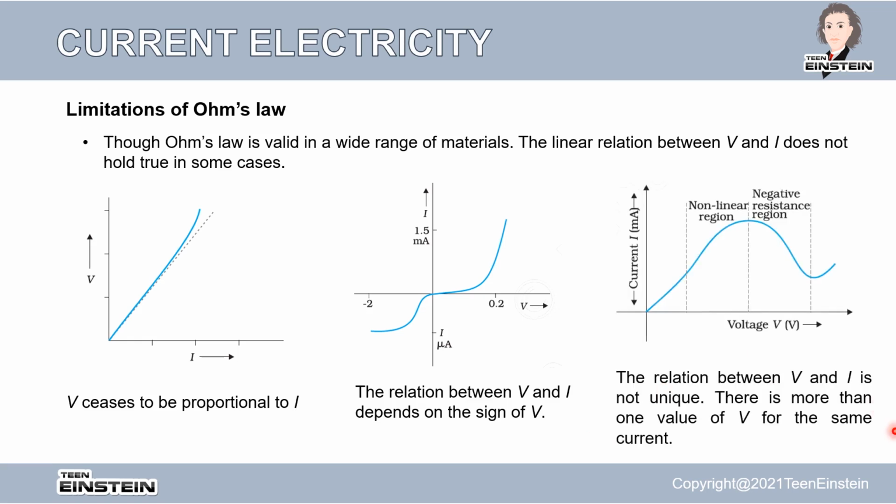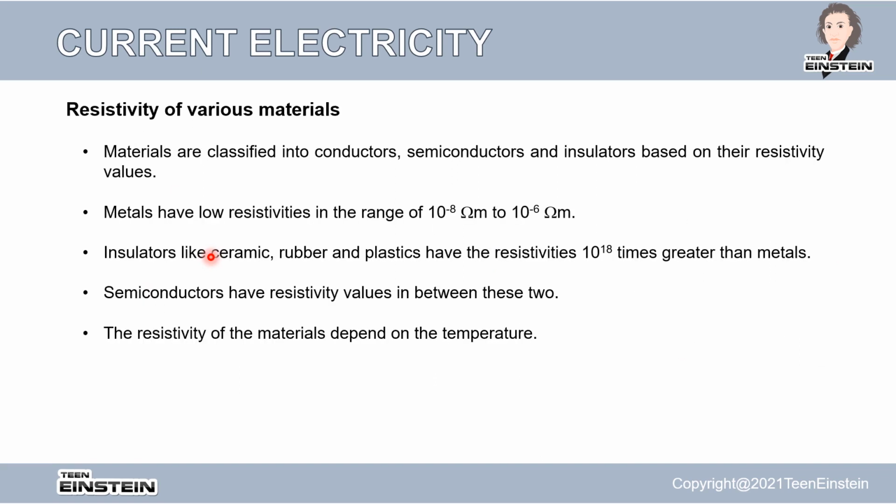The last case is that the relation between V and I is not unique. There is more than one value of V for the same current. In this example, the voltage increases and the current goes in a curved way. If you look at this point and this point, they both have the same current but different voltages. This can happen when there are many points where the current value is the same for different voltages. But in the linear case, it will not be like that. Each value will have a unique current and voltage. So these are the limitations of Ohm's law.